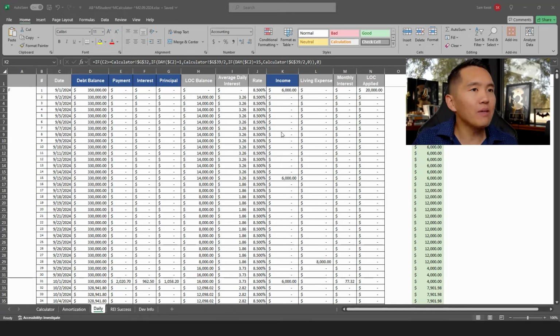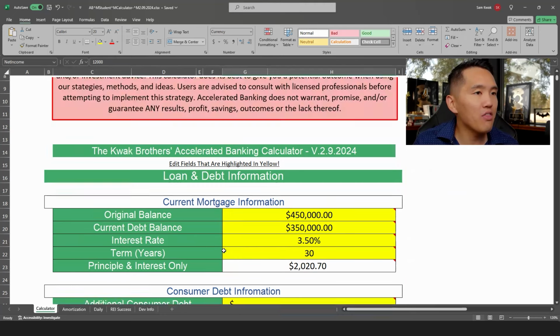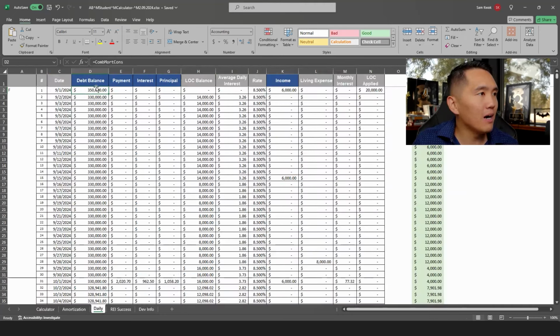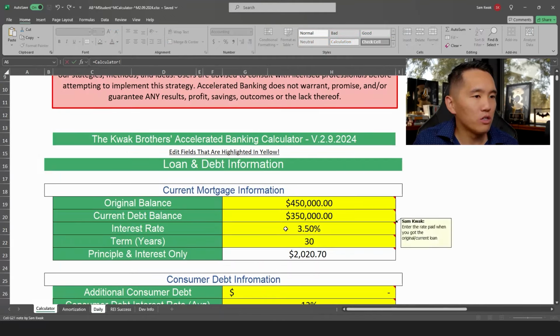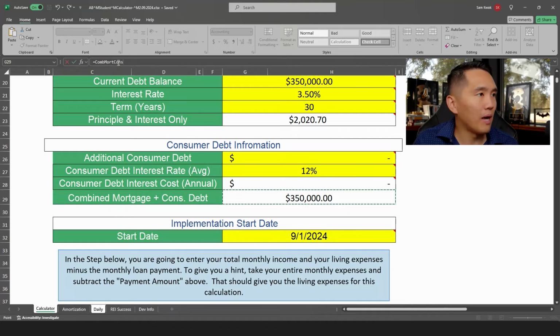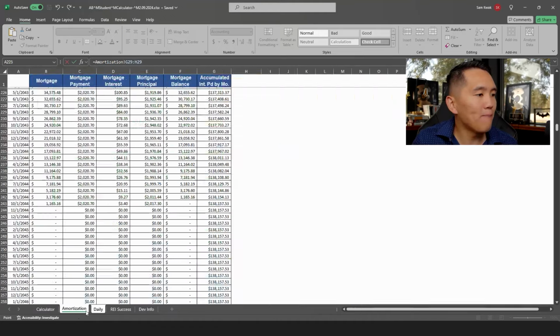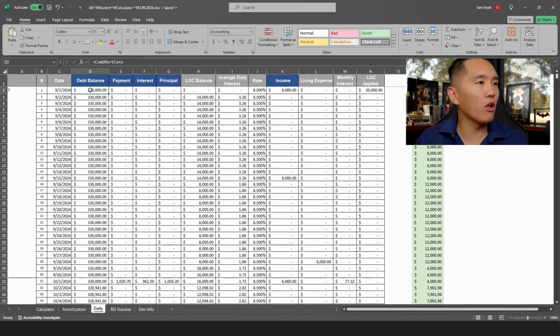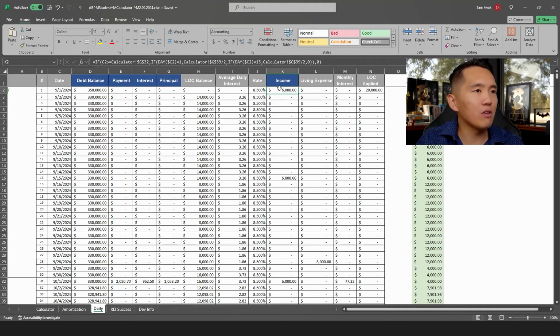So right from the get-go, we have our $350,000 current balance for the mortgage. We established that by this variable right here, debt balance. And this cell is simply getting this variable, which is this right here, combined mortgage and consumer debt. That's basically all it's doing. So $350,000 current balance, income is $6,000, line of credit interest rate at 8.5%.